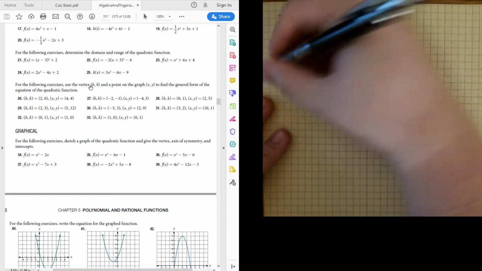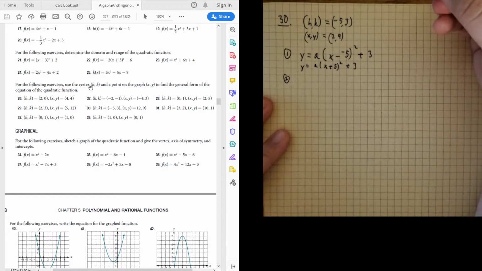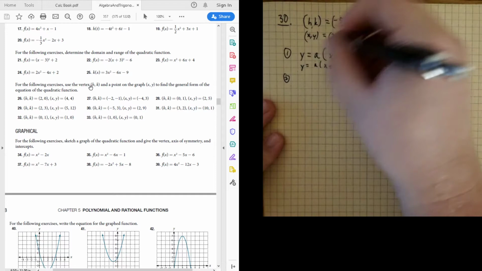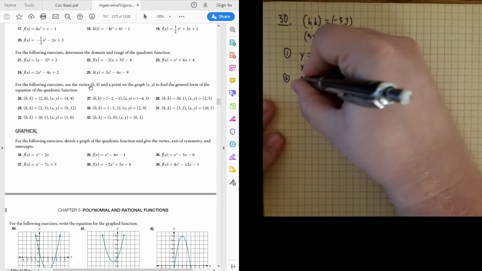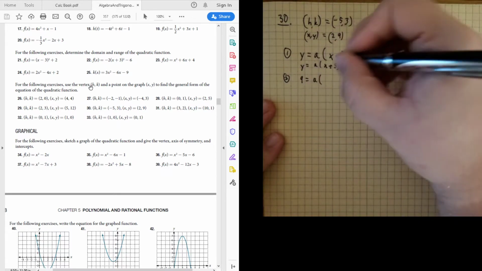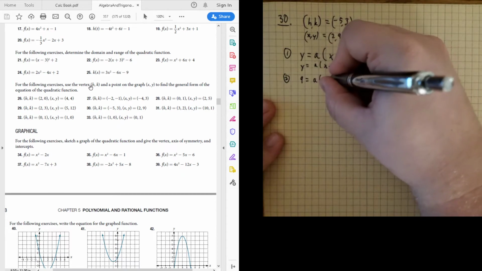Step 2. Once you've got our equation, we now want to plug in x and y and solve for a. So I plug in our y value, which is 9. Our x value is 2.